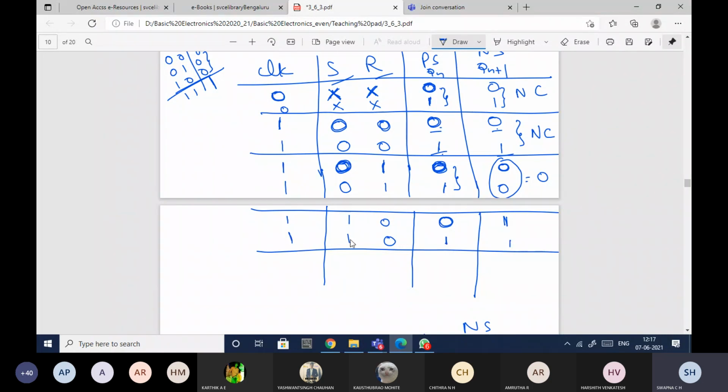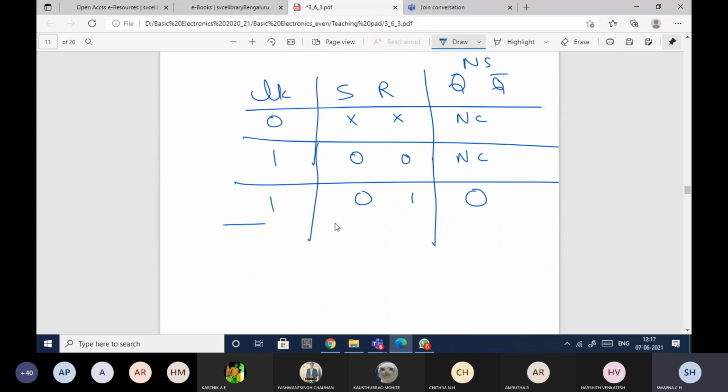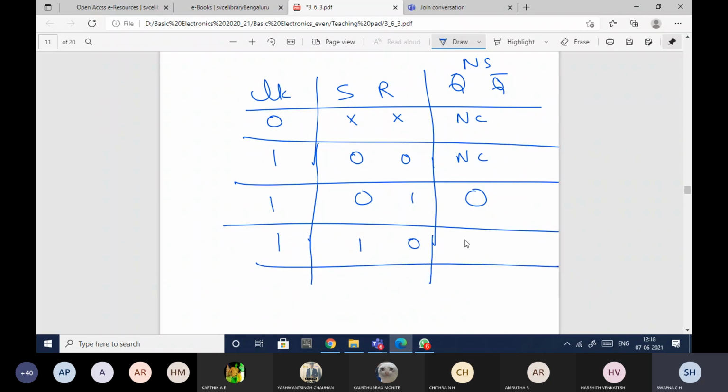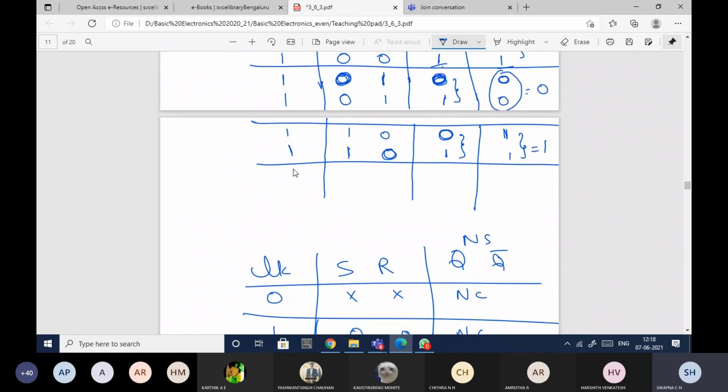When clock is equal to 1, set is equal to 1 and reset is equal to 0, whatever might be the present state, the next state is always equal to 1. So what I'll do, I'll write in this short truth table as clock is equal to 1, S is equal to 1, R is equal to 0. Whatever might be the present state, the next state is always 1. Hope all of you are following.